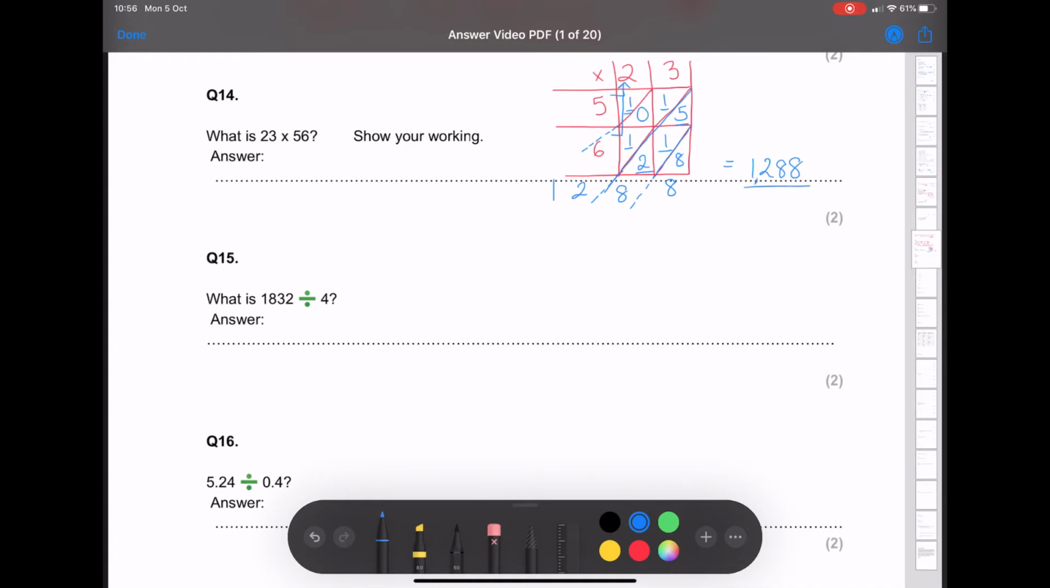If you don't understand that method, that's fine. Please use whichever method you know how, as long as you are getting them right.